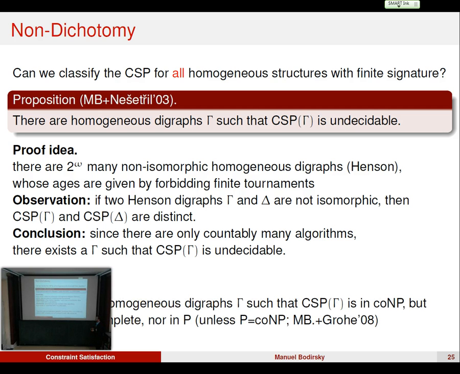But you can do something more interesting. You can, in fact, already find in this class of Hansen digraphs structures which are in co-NP, but neither co-NP-complete nor in P. A sort of co-NP intermediate, you can also do. The same I don't know how to do for NP. It's open.